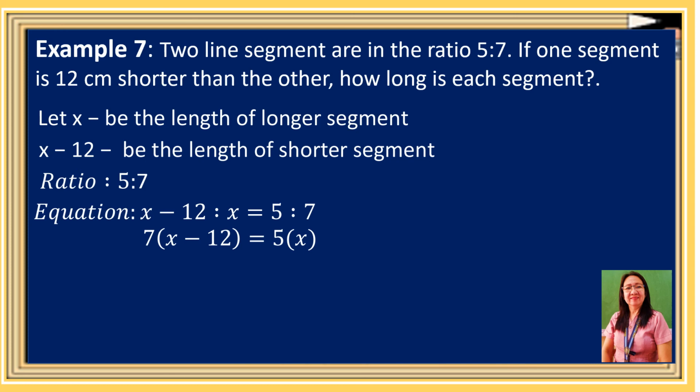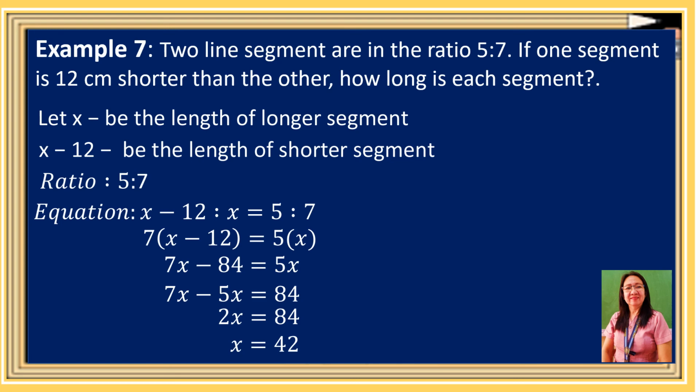By distributive property, 7 times x is 7x. And 7 times negative 12 is negative 84. And 5 times x on the right side is 5x. Now, applying addition property of equality, we will have 7x minus 5x is equal to 84. Then combining 7x minus 5x will give us 2x, that is equal to 84. Then divide both sides by 2, so that the value of x is 42.